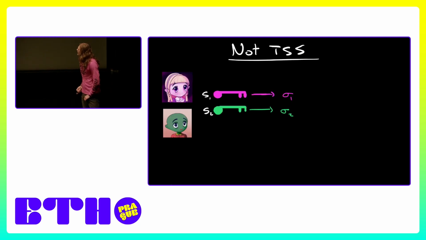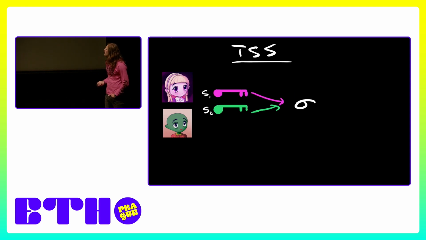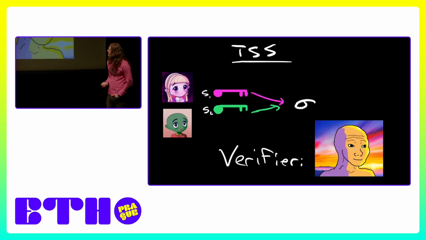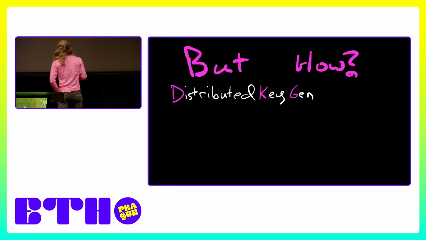So, not TSS. If we have kind of a multi-signature model, we want Alice and Bob to be able to produce two signatures. And that kind of sucks. The verifier says, nah, because he has to verify two signatures. He'd rather verify one signature. And he says, yeah, better for him. So how does he do that?